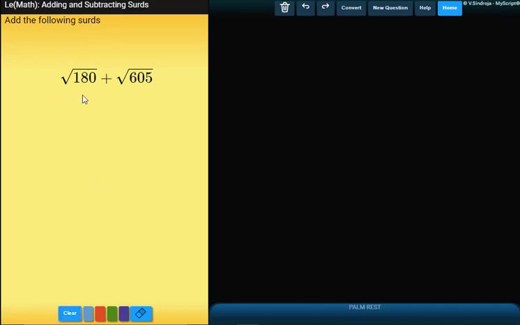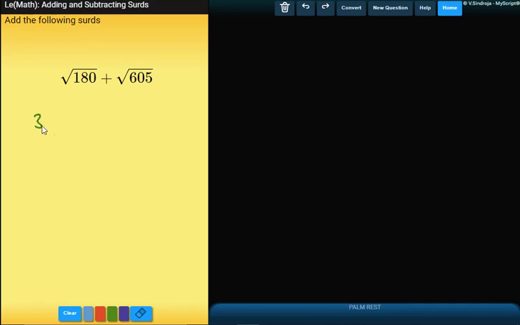So the principle is similar with surds. You can only add surds together which are the same surd. What I mean by that is if I had root 5 and I add root 5, that's equivalent to 2 lots of root 5. It's just like x add x, which is equal to 2x. It's the same concept. If I've got one of these and I'm adding another one of these, I've got 2 of them. You can only add together surds which are the same.